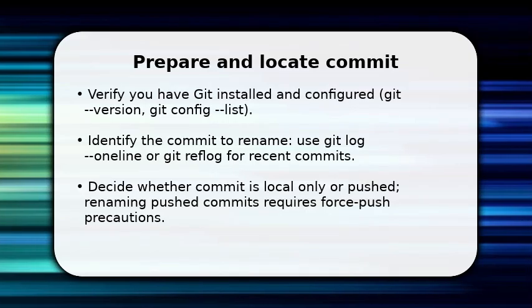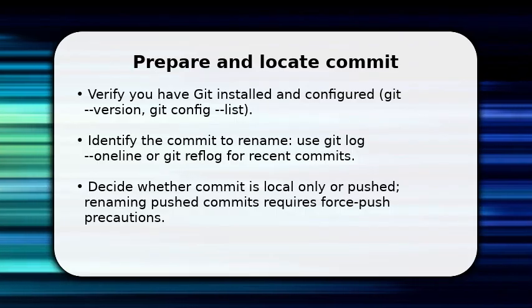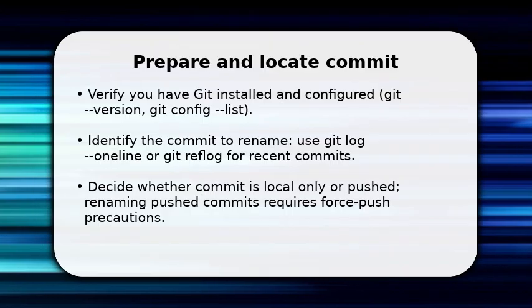Enjoy the video. You start by confirming your environment. Git installed, user.name and user.email set. Then locate the exact commit hash with git log --oneline. If you moved HEAD recently, use git reflog. Once you know whether the commit is only local or already pushed to a remote, decide the safe path. If the commit is pushed, prepare to inform collaborators.